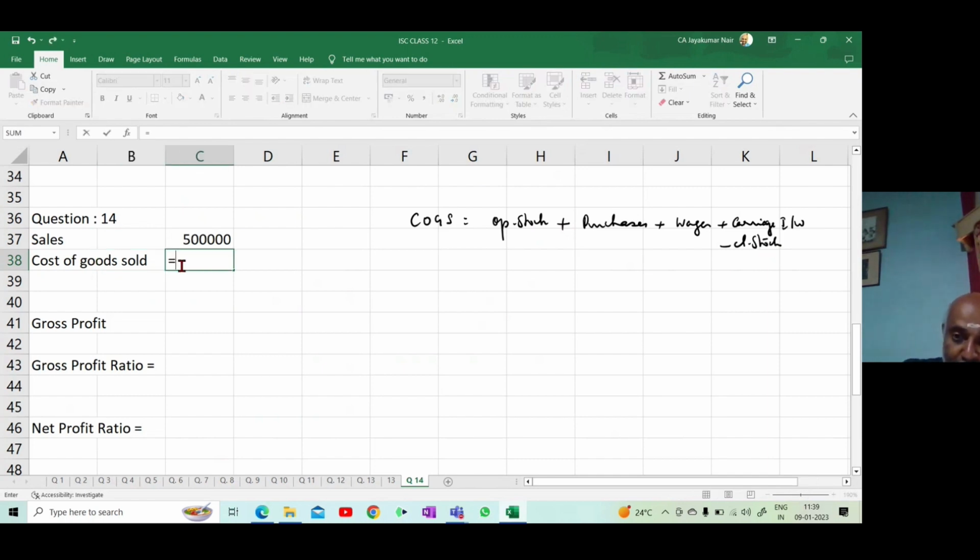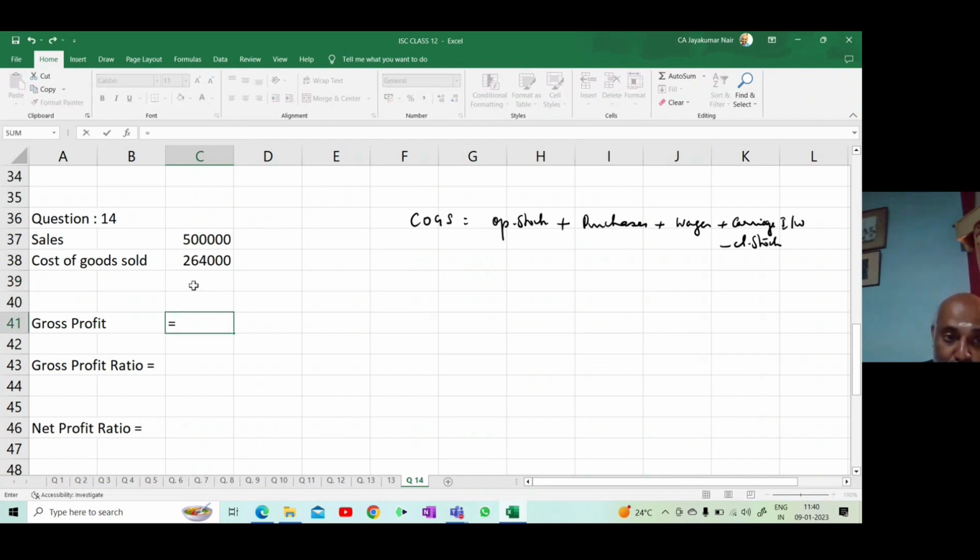So how do I calculate here? Opening stock 40,000 plus purchases 2 lakh 50 plus wages 16,000 plus carriage inwards 88,000 minus the closing stock, which is 50,000. So it is 2,64,000 is cost of goods sold.